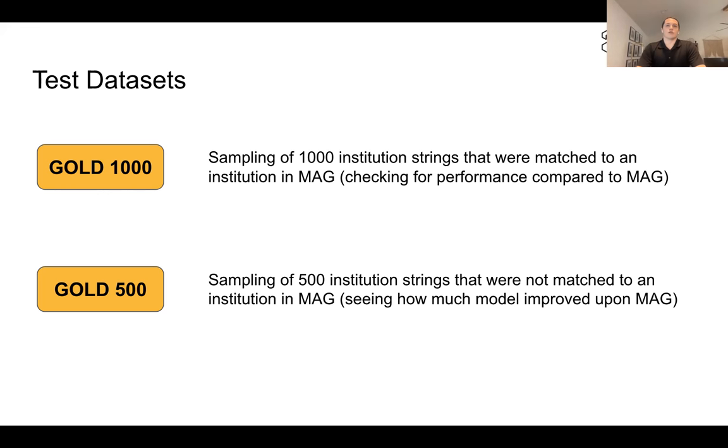And then the Gold 500 were affiliation strings that were not matched to an institution in MAG. So that's basically how much we improved upon MAG, cutting into that slice where MAG was not assigning an institution to an affiliation string.